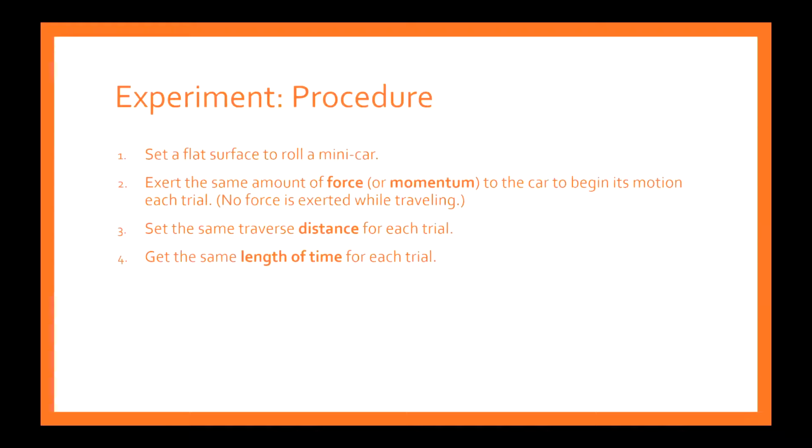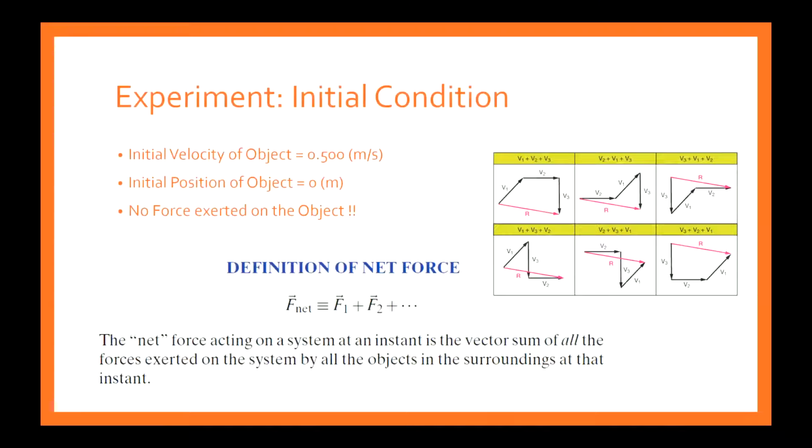The procedure is pretty simple: a flat surface, the table, and a consistent force at the beginning, consistent distance, consistent length of time. Initial condition: the velocity should have been 0.5 meters per second, and position 0, of course, and the net force, the vector addition of all the forces, should be 0.